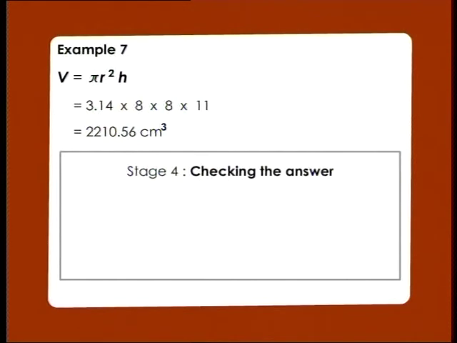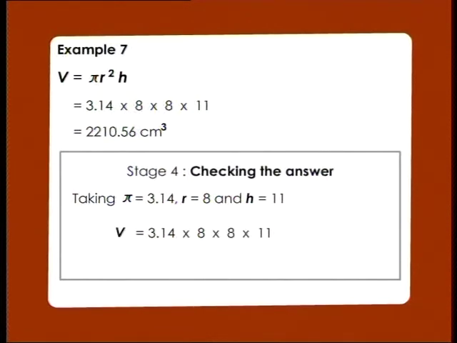Stage 4. Checking the answer. Taking pi equals 3.14, R equals 8 and H equals 11. So, V equals 3.14 times 8 times 8 times 11 equals 2,210.56 cubic centimeters.